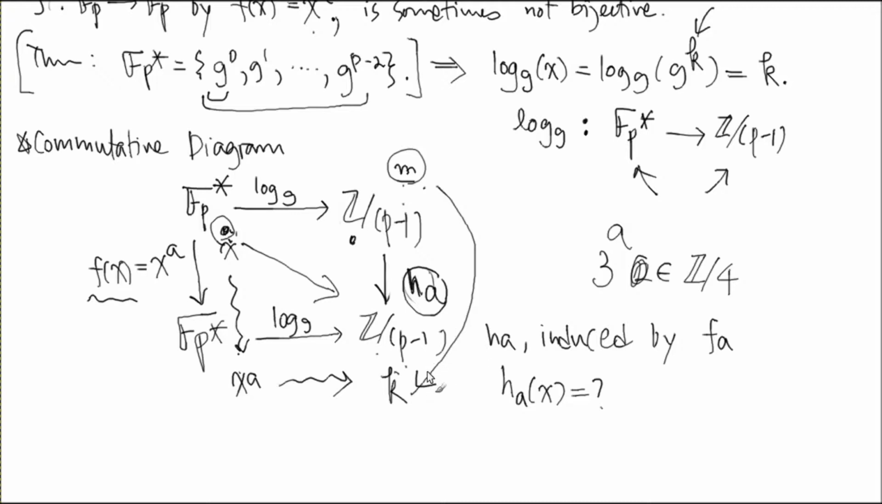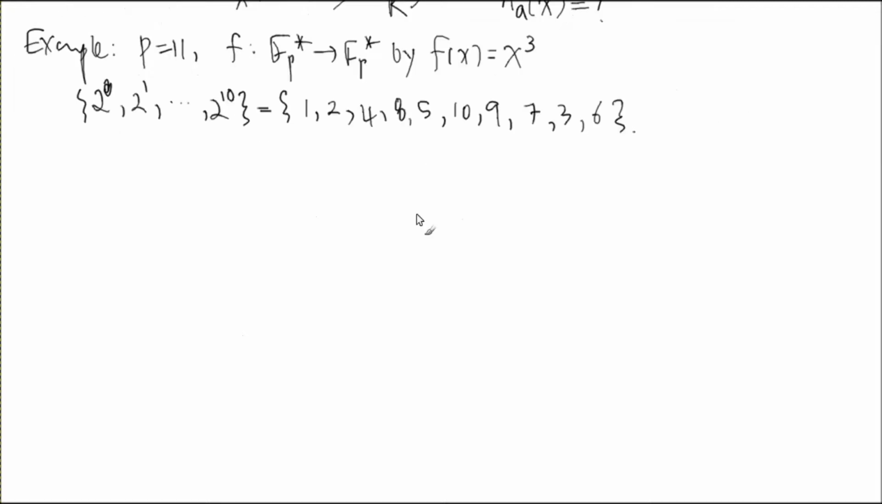So we're going to look at an example, our part. We're looking at the example p equals 11, looking at the function from F_p star to F_p star, raising to the third power. And we're looking at log 2. Is that right? Because we're looking at 2 as a generator. Okay? So we have F_11 star here. How many elements are there in F_11 star?